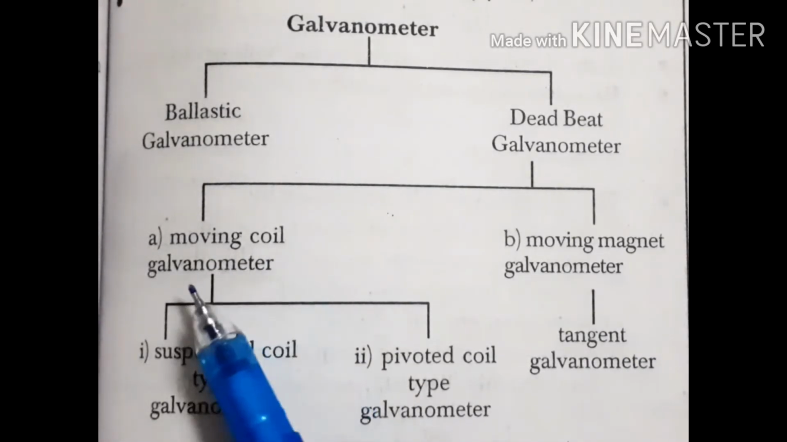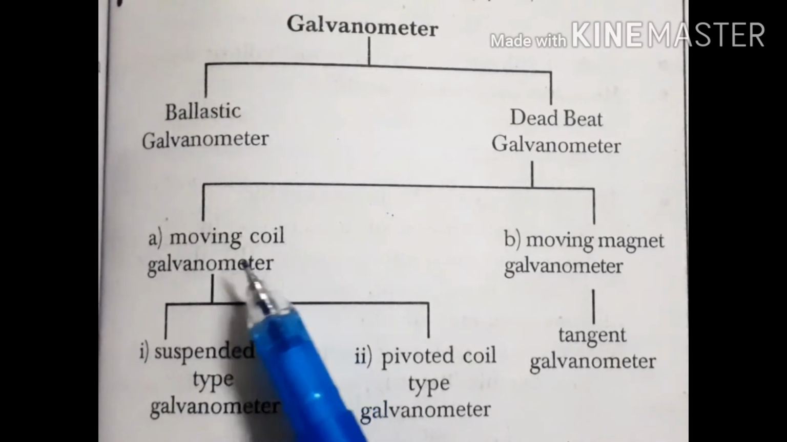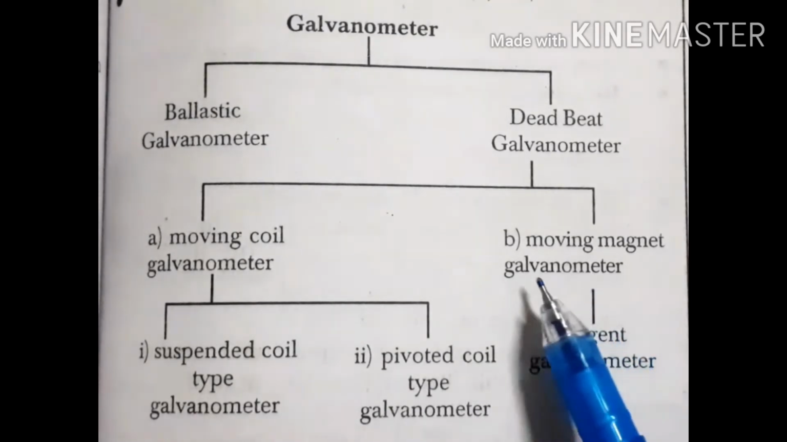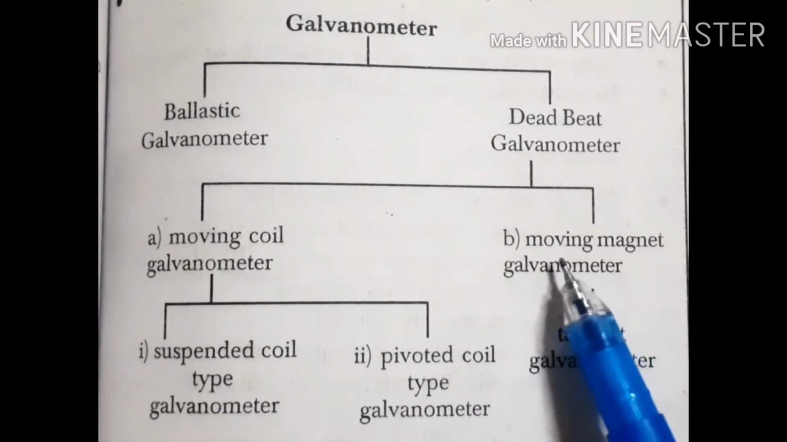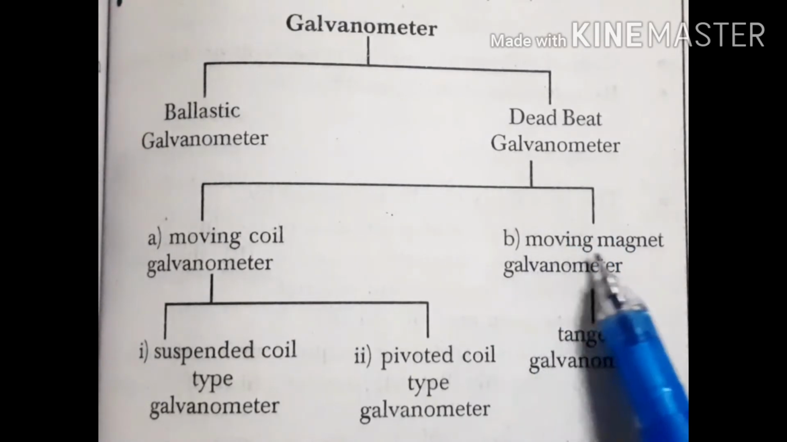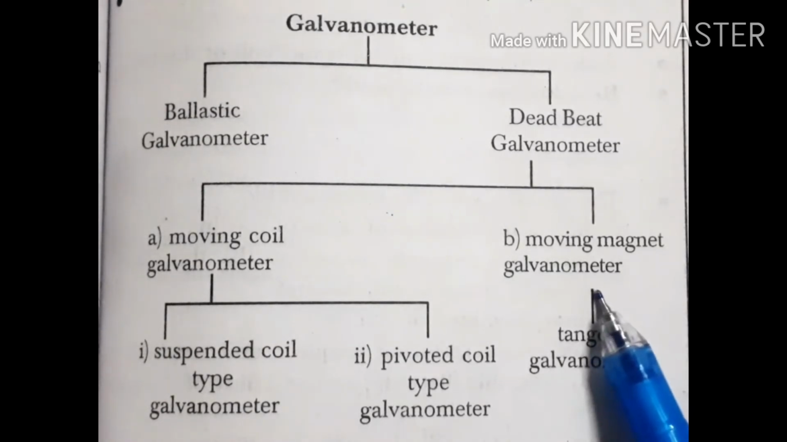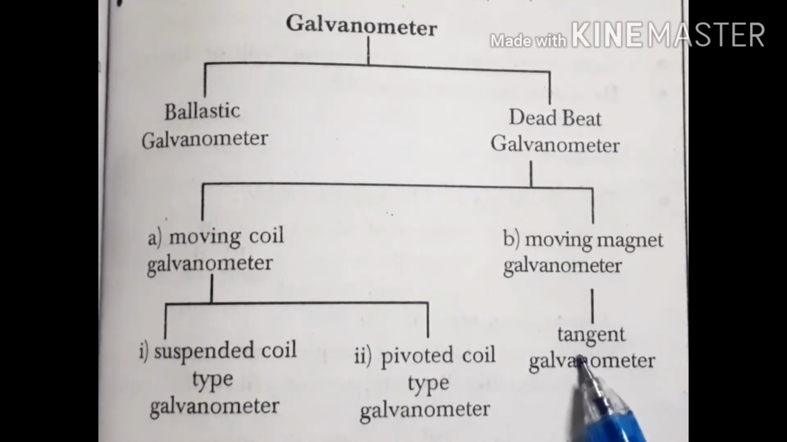The moving coil galvanometer, the short form is MCG. That MCG further has two types: one is the suspended type of galvanometer and the second one is the pivoted type of galvanometer. And the second type, the deadbeat galvanometer, is a moving magnet galvanometer. The short form of moving magnet galvanometer is MMG, and one of the best examples of MMG is the tangent galvanometer.